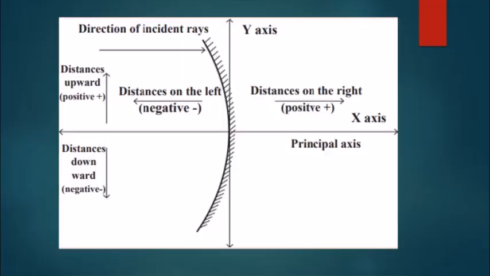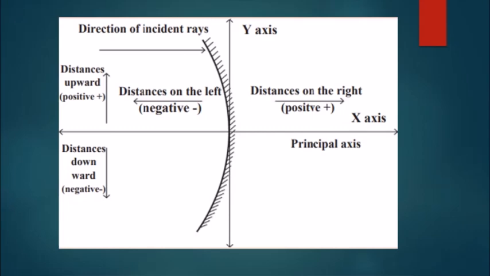Now there are a few sign conventions which are called Cartesian sign conventions. According to the Cartesian sign convention, the pole of the mirror is taken as the origin, the principal axis is taken as the x-axis, and there are 5 sign conventions. The first one is that the object is always kept on the left of the mirror. All the distances parallel to the principal axis are measured from the pole of the mirror. Second, distances measured towards the right of the pole are taken to be positive.